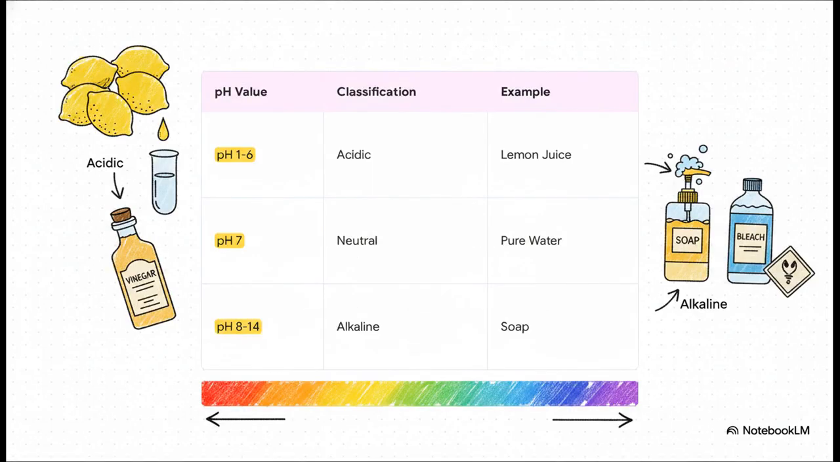The pH scale runs from 0 all the way to 14. Anything below that middle point of 7 is acidic, and the lower the number, like lemon juice, the stronger the acid. Anything above 7 is alkaline, and the higher the number, like bleach, the stronger the alkali. It's a really simple but incredibly powerful tool for understanding the invisible chemical forces all around us.